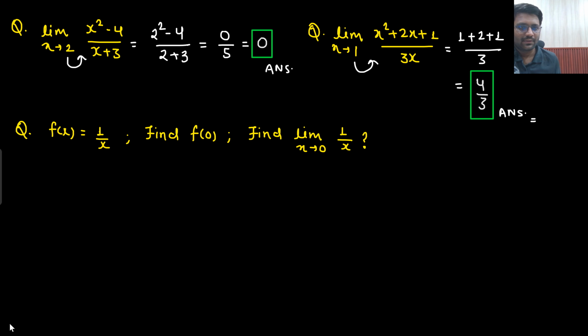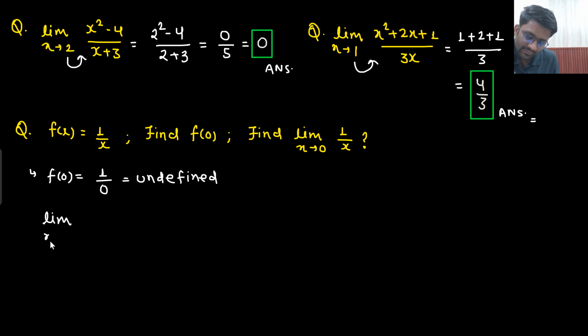Understandable? All good? Now this is a good question. Think about it. f(x) = 1 by x. Find out the value of f of 0. Although we have already solved it, f of 0 is undefined. Now next I need to find out limit x tending to 0, 1 by x. Okay, then I directly put this here. What will I get? 1 by 0. What would that be equivalent to? That would be equivalent to infinity or undefined. That would be equivalent to infinity, right?